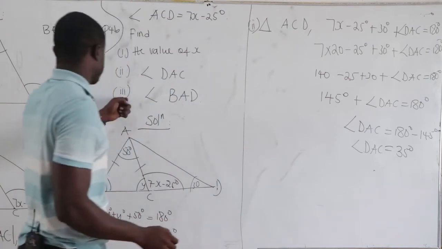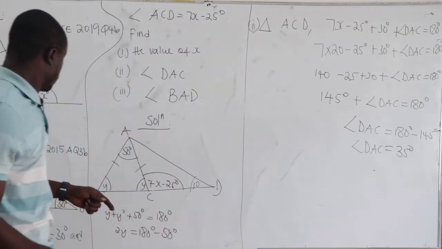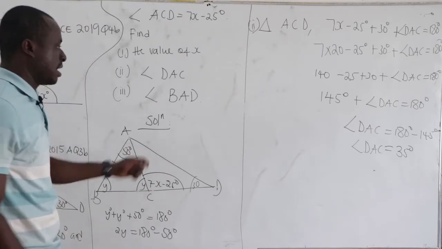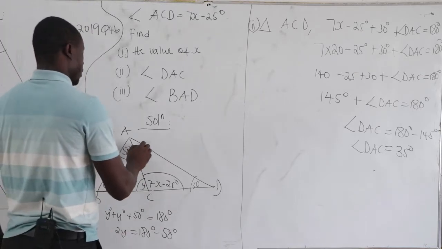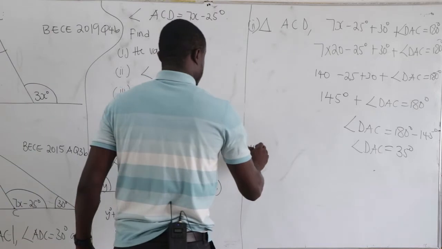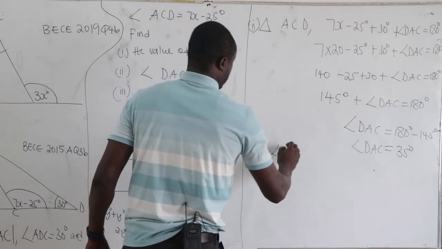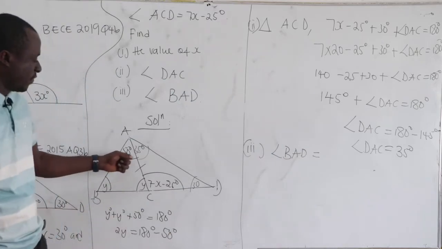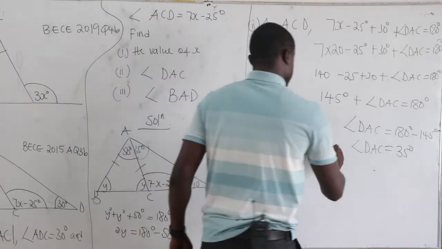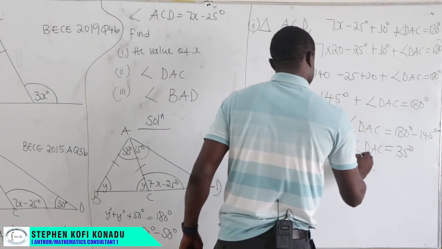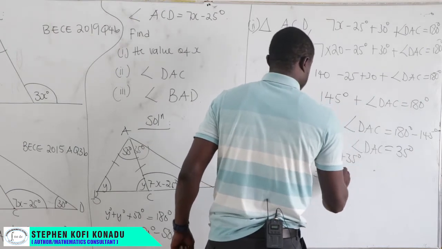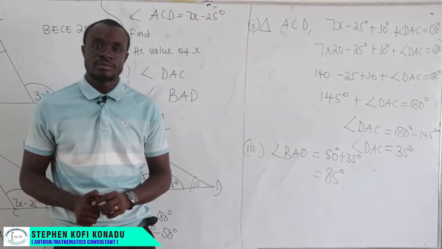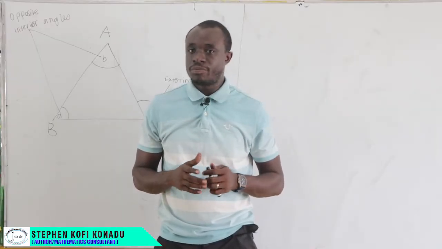Now let's see the third one. We want to find BAD. Now DAC here, we had it to be 35 degrees. So the third one, angle BAD. What's the angle here? 50 plus 35. So that is 50 plus 35. And that's just 85 degrees. I would like to consider the next property.